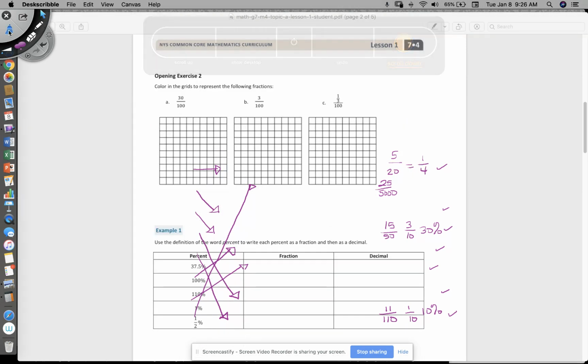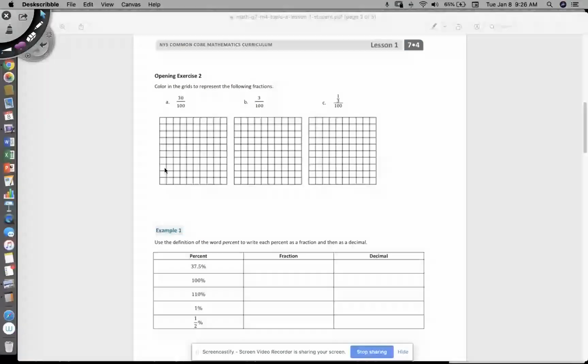Okay, let me clear this out. So now we're going to do some shading. We're going to get a visual of how big these percentages are or how much is represented here. So 3 100ths, these are all blocks of 100. You probably remember this from elementary school doing your 100 blocks. So if I have 30 over 100 or 3 over 100 or 1/3 over 100, what does that look like when we shade it in?